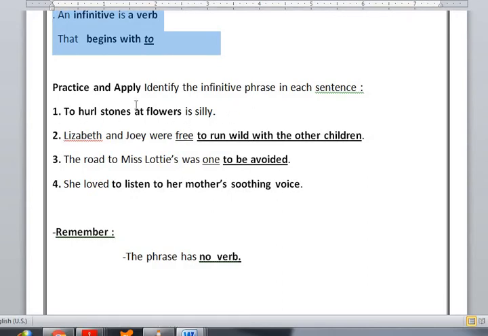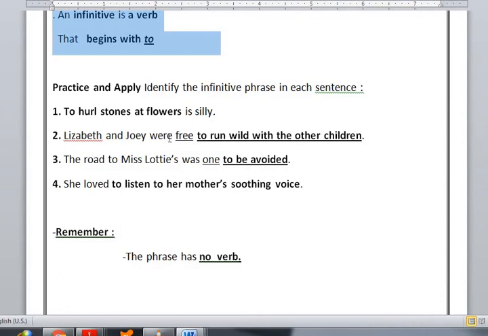What is the infinitive phrase? It starts with what? To. And after it, what? A verb. To plus verb is the infinitive phrase. But continue till you find a verb and stop. To hurl stones at flowers is a verb. So before it is the end of the phrase. Don't include the verb in the phrase. This is an important point. So the infinitive phrase here is: to hurl stones at flowers.